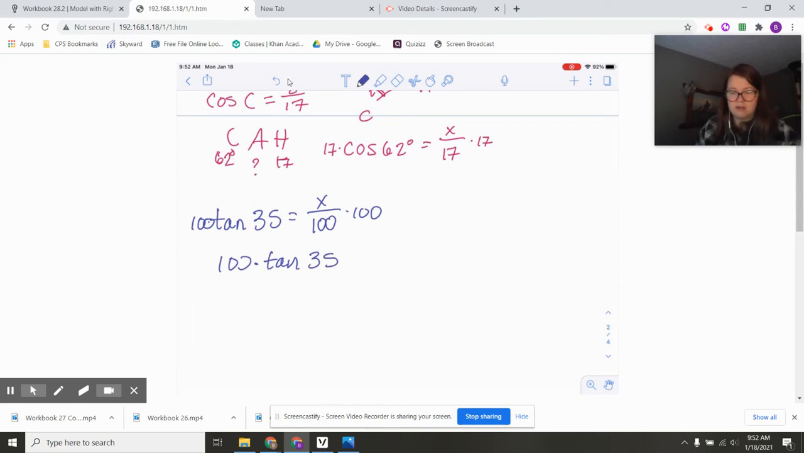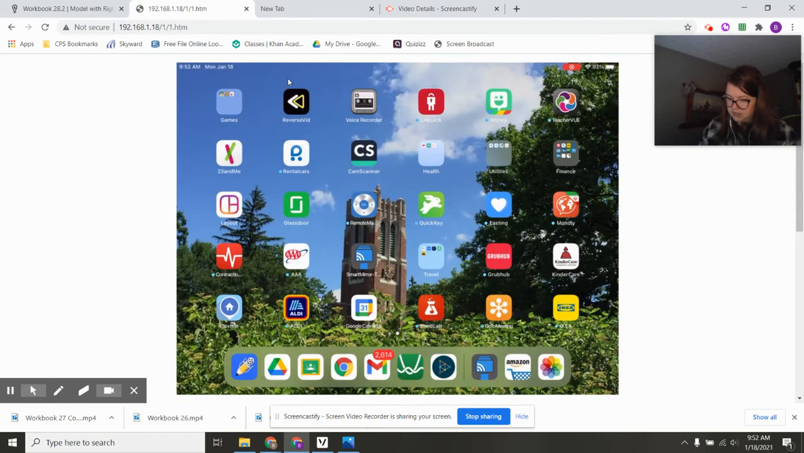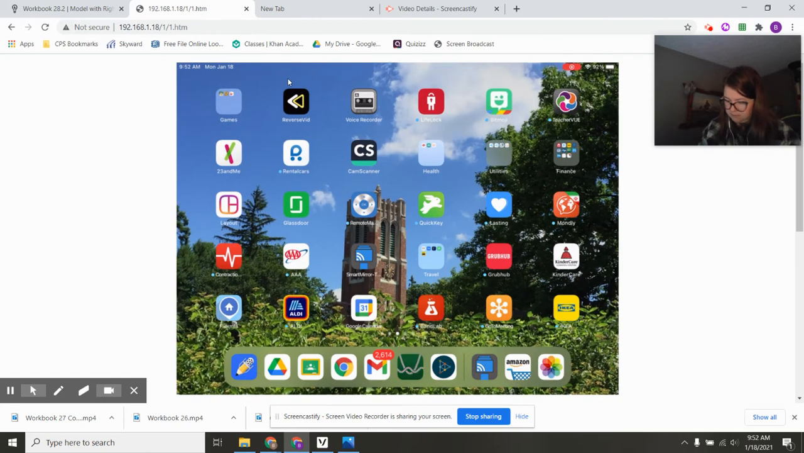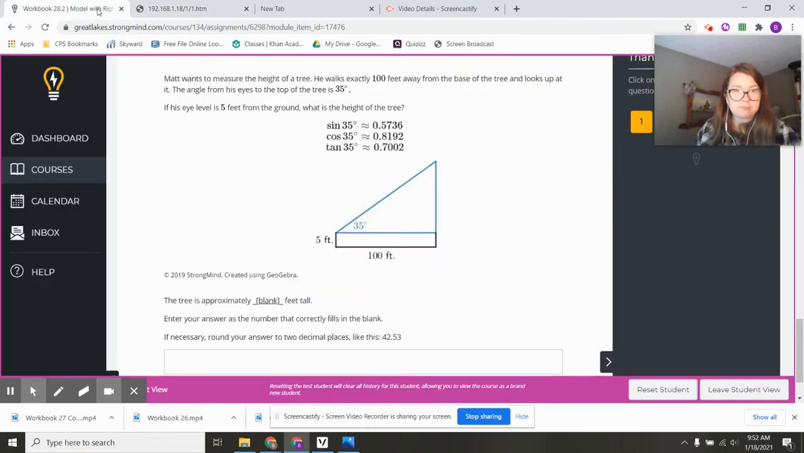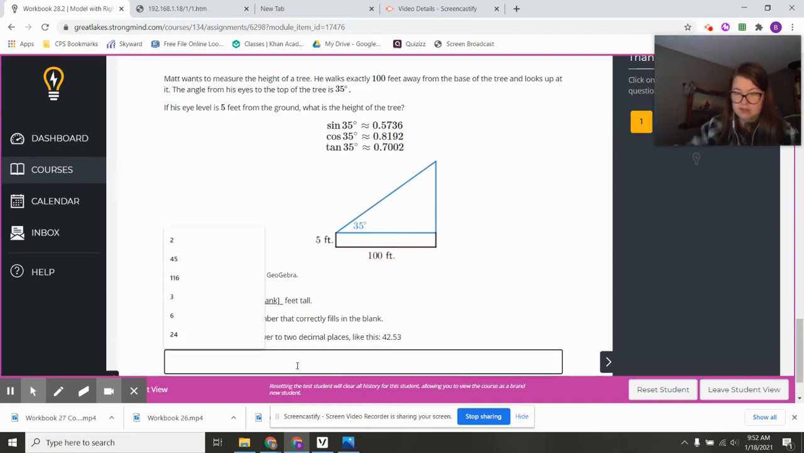So right here, we're going to go to 100 times the tangent of 35 is 70. Oh, it got stuck. Well, I'm doing it here. 70.02 is what I got. And then we need to add on the 5. So it'd be 75.02 because it said 2 decimal places. So 75.02. While I'm here, I'm going to double check that they didn't round it any different way.